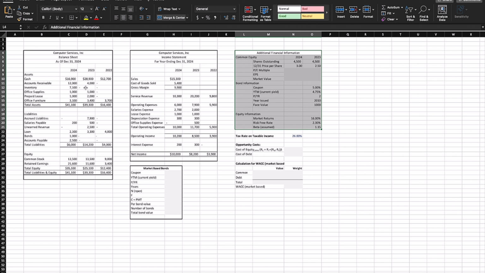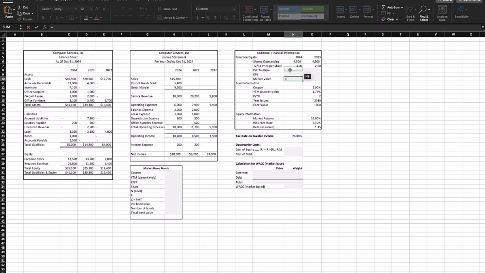So the accounting equation still holds true. The assets equal the liabilities plus equity. So we can go through and start plugging in the numbers. So now we're going to do market value of the common equity, which is just going to be your shares outstanding times your share price.